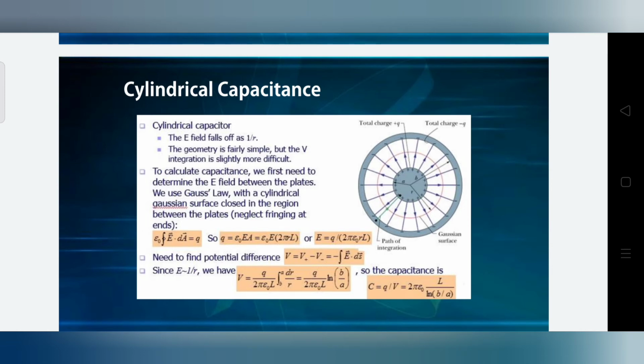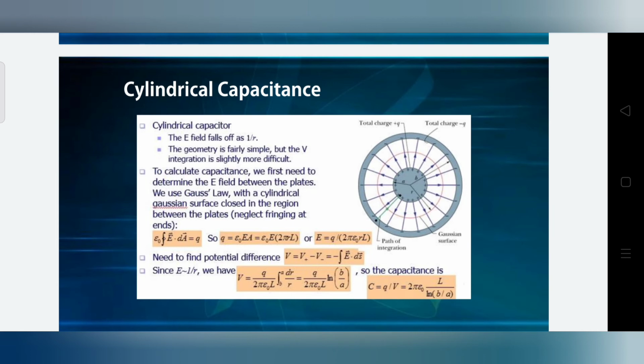To calculate capacitance, we first need to determine the electric field intensity E between the plates. We use Gauss law with a cylindrical Gaussian surface enclosed in the region between the plates, and then epsilon naught into E, where capital E refers to the electric field intensity, into dA is equal to Q. This is the Gauss law. So Q is equal to epsilon naught E into A, and for the area we substitute 2 pi R L because of the cylindrical radius and area, and then E is equal to Q divided by 2 pi epsilon naught R into L.